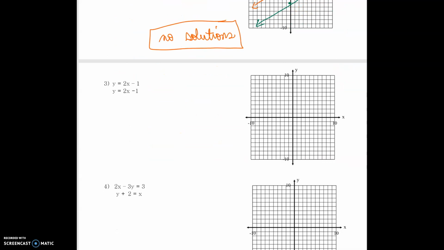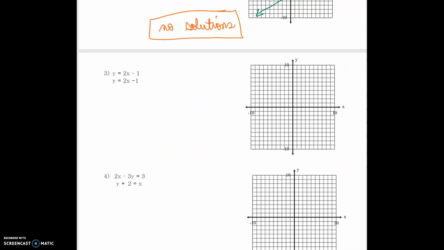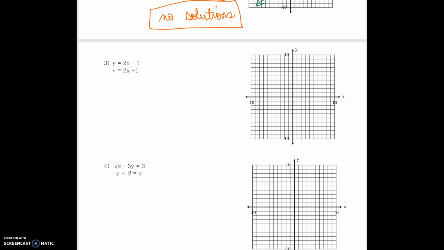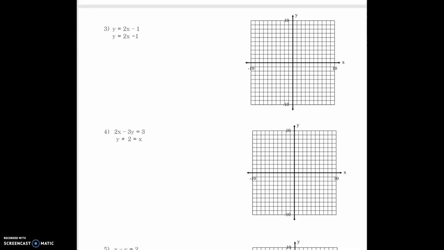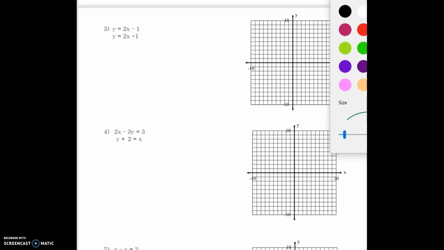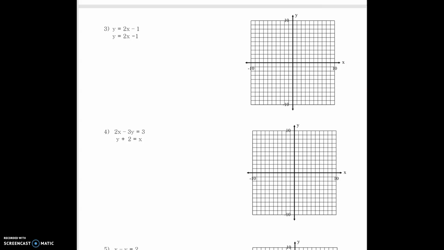Okay, so then we have a couple more here to look at. So the next one, what I want you to look at is the equation. Right off the bat, I want you to look at the equation and decide, what would I know about that? Well, I look at it and I see, oh, the slopes are the same. So maybe I'm thinking, okay, it's parallel, it's no solution. So I might go ahead and write no solution here and start graphing them.